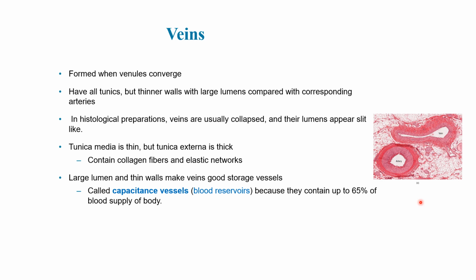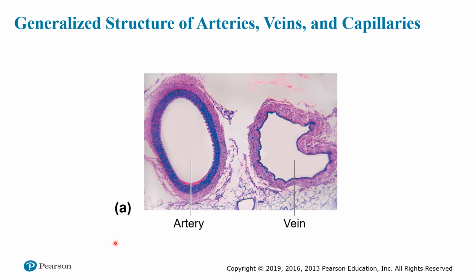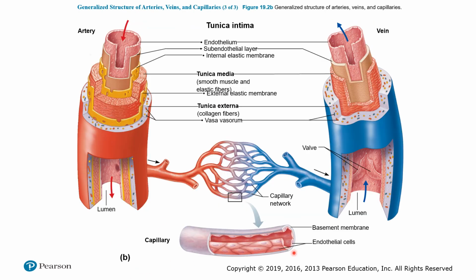What does this mean? It means that when there is a large amount of blood present in the vein, they can expand and they can store the blood. So they are called capacitance vessels or blood reservoirs, and they contain up to 65% of the blood supply of the body. This is just a slide for comparison. I will not go over it again. We discussed it. And this is where you can see the different membranes of the vein. If you want to revise, I will not go over it again since I already went over it.